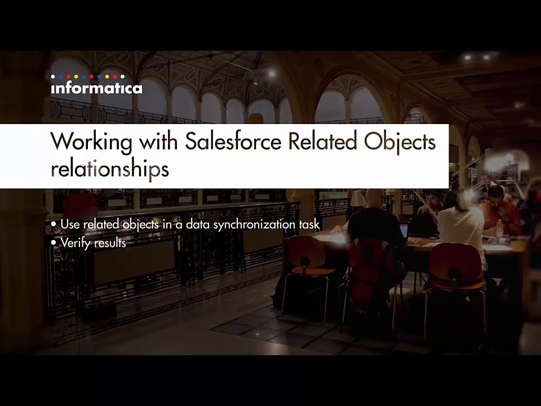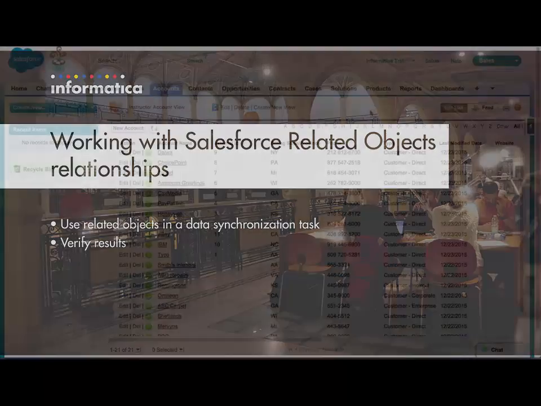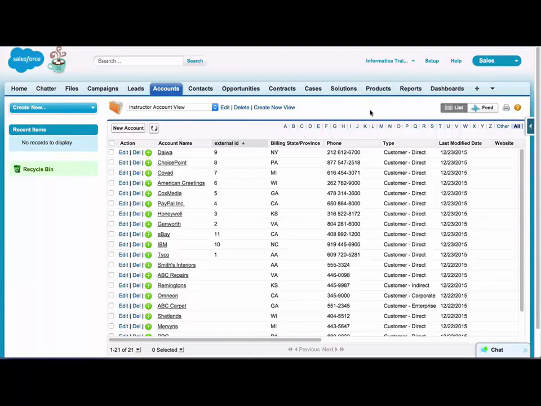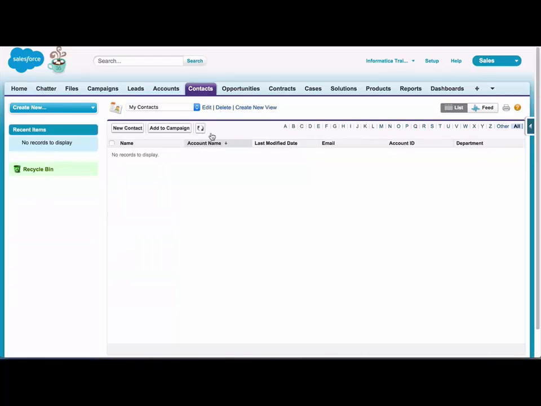I will now demonstrate how to upsert a list of contacts into Salesforce and use the Related Objects feature to tie the contacts to their appropriate accounts. So I've already upserted my account records from my external source to Salesforce, and now I want to also upsert some contacts and tie those to the appropriate accounts.